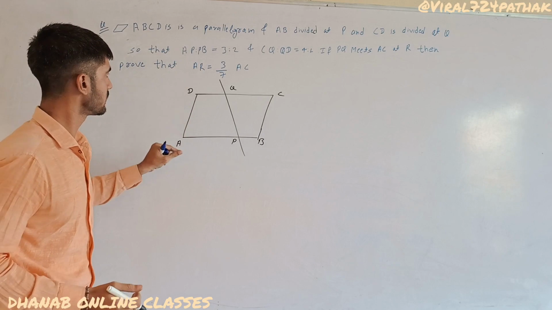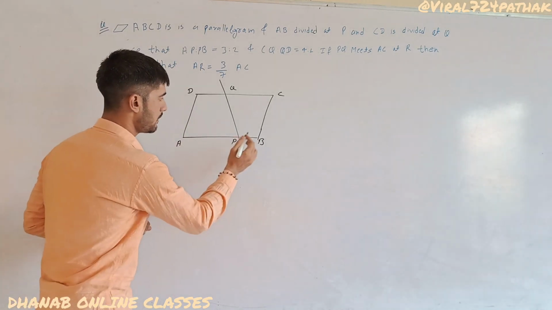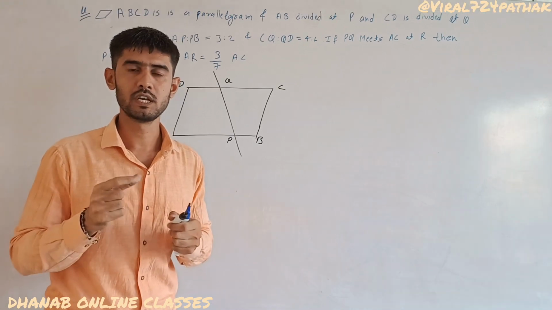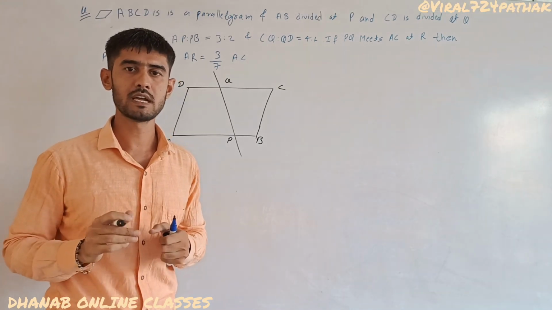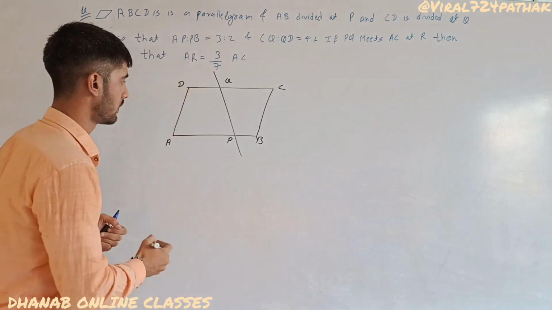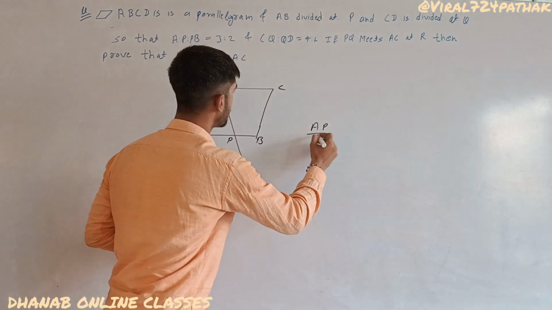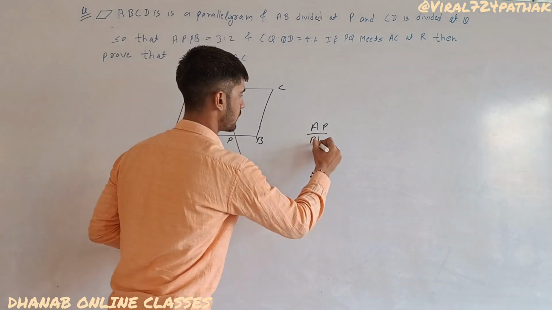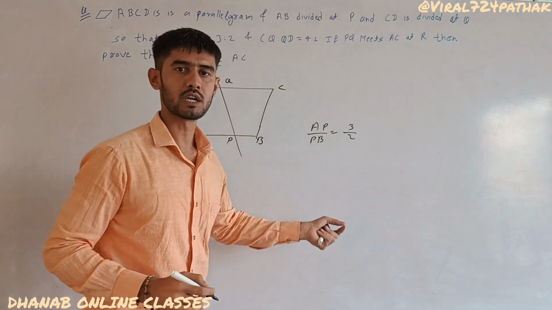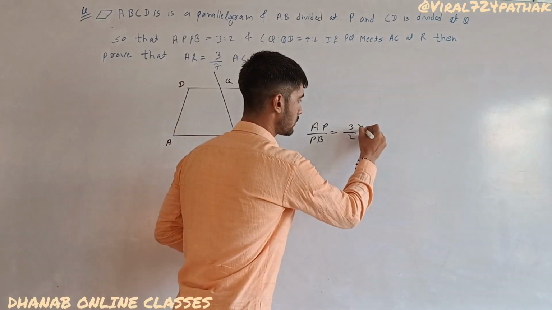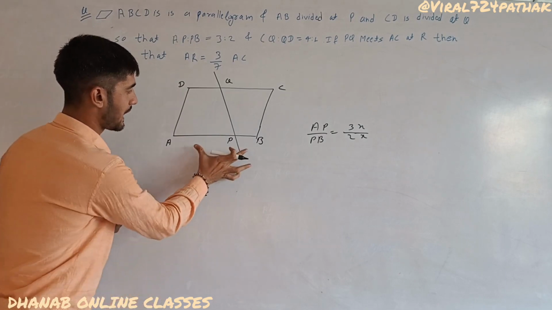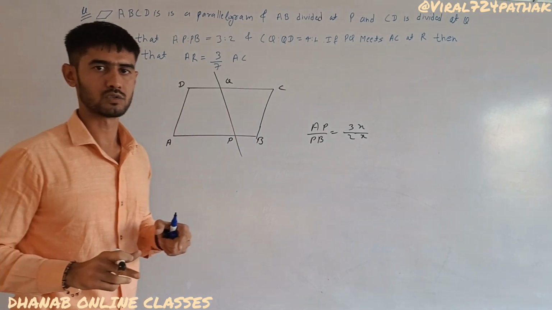Next, the line divides AB such that AP to PB is 3 to 2. AP and PB, this ratio is 3 to 2. Whenever we write a ratio, it generally means that we cancel out the number which is common in both terms. If AP upon PB equals 3 by 2, then there is a number common in both terms, like 3x by 2x. And since this is a parallelogram, the sides will be equal and parallel also.